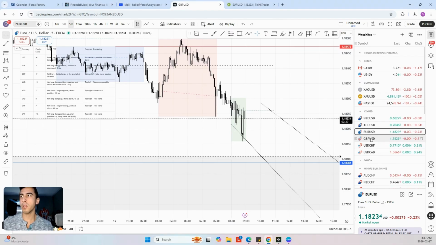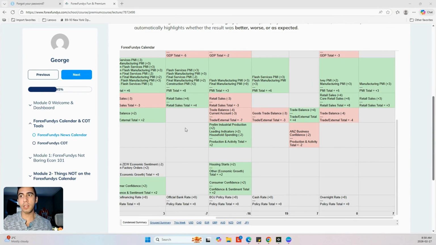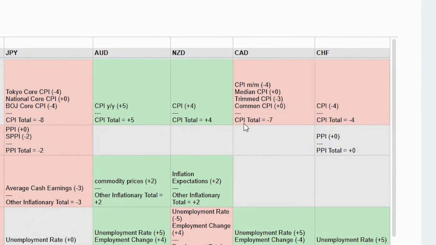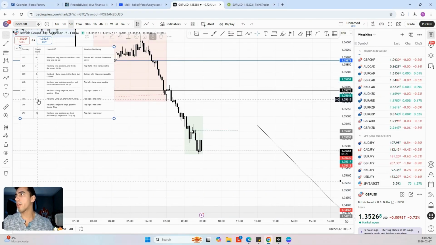And GBP, what are you saying? GBP is just very weak right now. Okay, so CAD did update and it is now at a 0. So the CPI did make it a little bit worse for the Canadian dollar. So what I'm going to do is we're just going to update all the CAD ones.